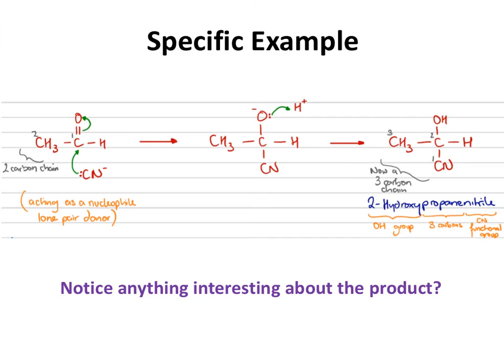So here's a specific example. I'm starting, and I'm trying to highlight a few things as we go along. So we've just got ethanal. We picked a fairly simple compound. We're doing nucleophilic addition where the cyanide is acting as a nucleophile. So it's a lone pair donor. And so we get our hydroxynitrile at the end. And then thinking about the name, we started off with a compound with 2 carbons. When it comes to the naming of the product, we've now got a compound with 3 carbons.